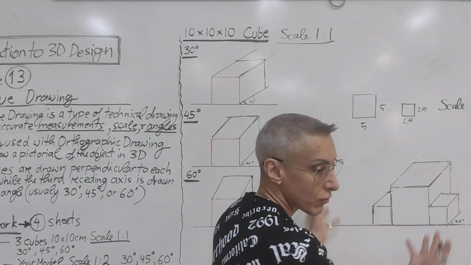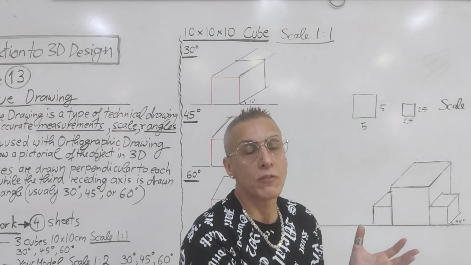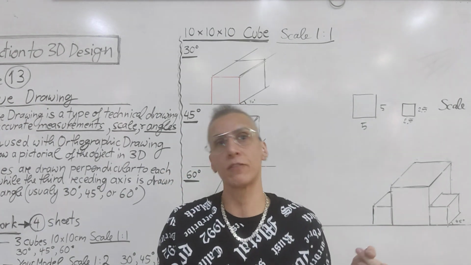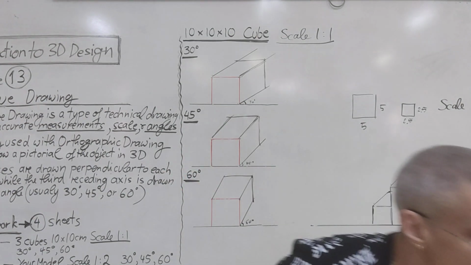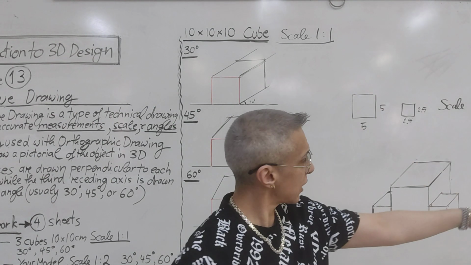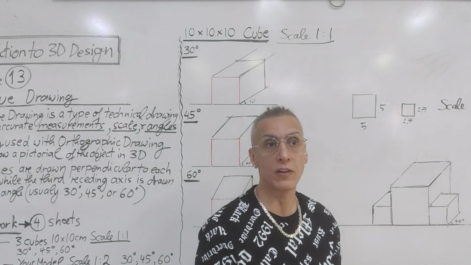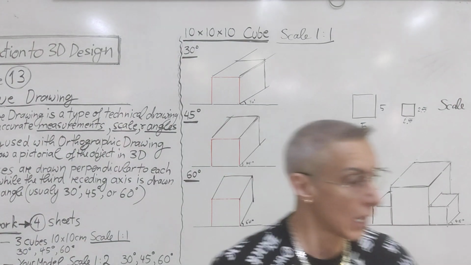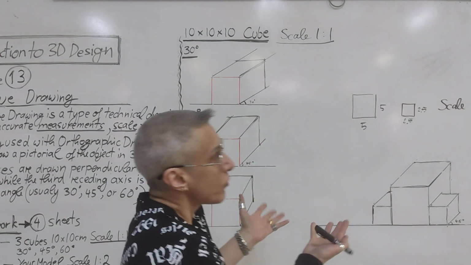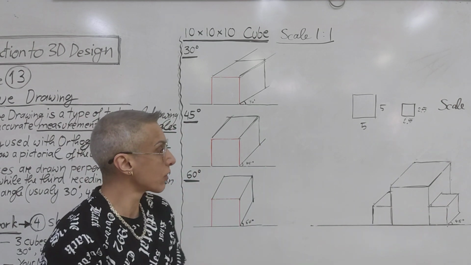So this is just a drawing that helps you visualize an orthographic drawing. So this object, what does it look like really in 3D? You draw it as oblique. This helps you understand it a little more, okay? So this is the reason why we have these oblique drawings.